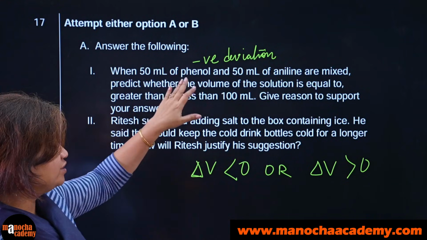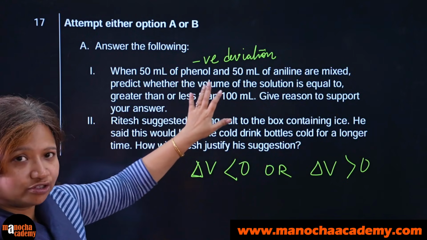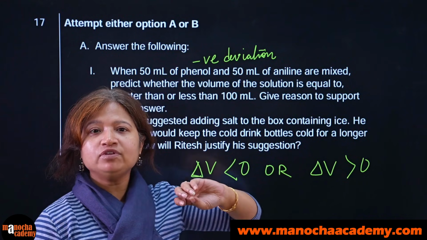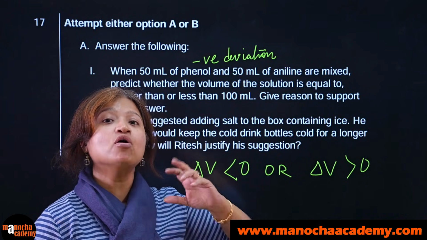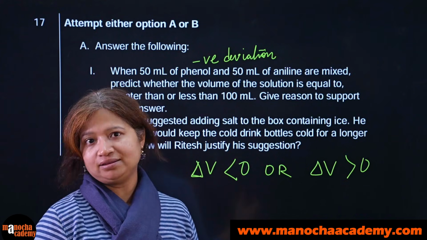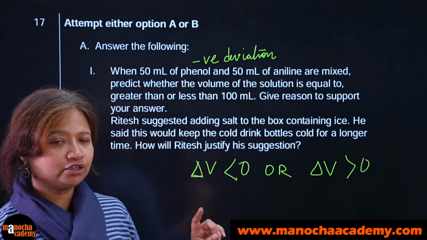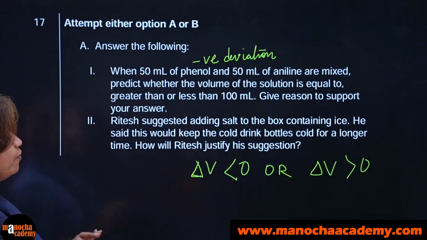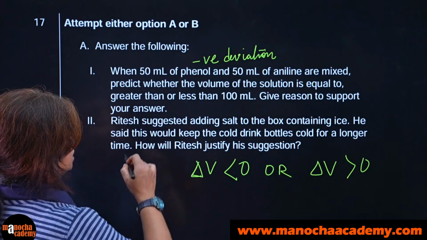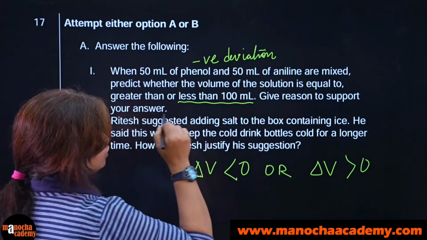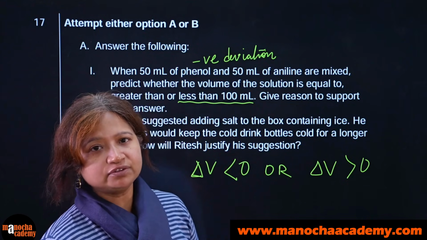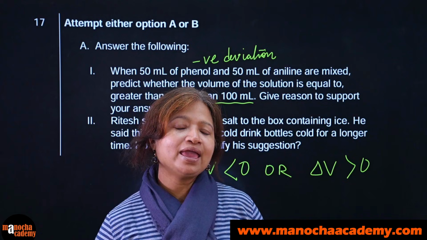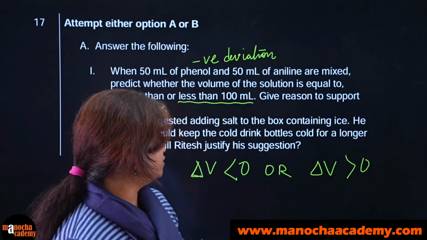The reason given in the textual part is that there is intermolecular hydrogen bonding within phenol itself as well as within aniline itself. But the intermolecular hydrogen bonding within phenol itself and aniline itself is stronger than that between phenol and aniline. So it shows negative deviation. The justification will be that, and negative deviation means, as I told you, the volume will be less than the sum of the components. So 50 plus 50, 100. The answer will be less than 100, and you mention that this is an example of negative deviation where the AB interaction is weaker than the AA and BB interactions. That is your justification answer.